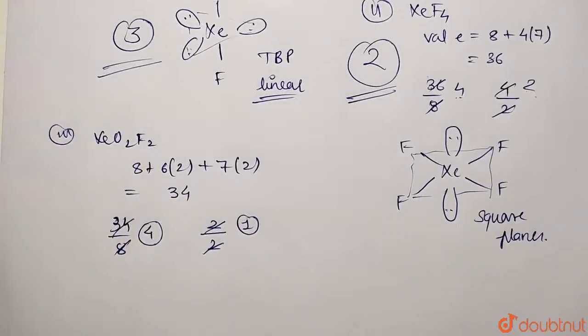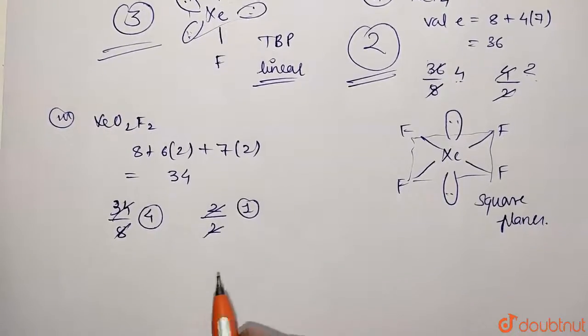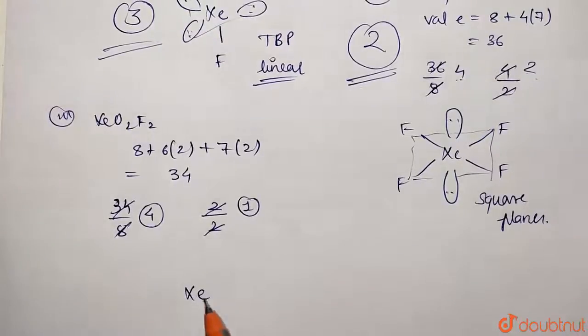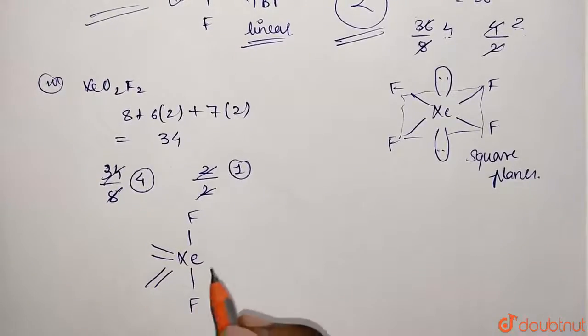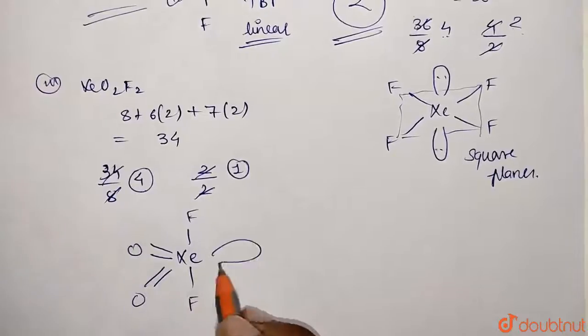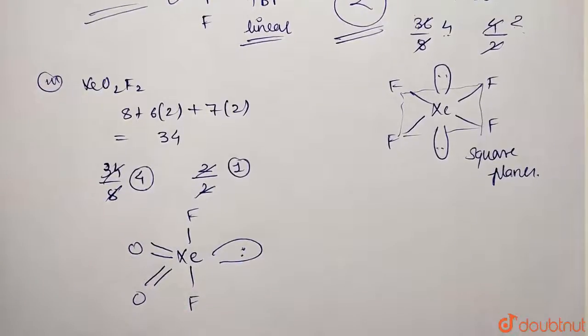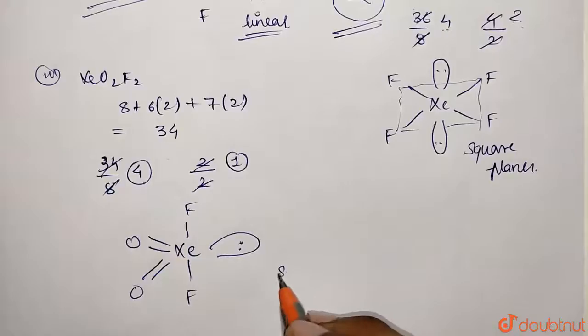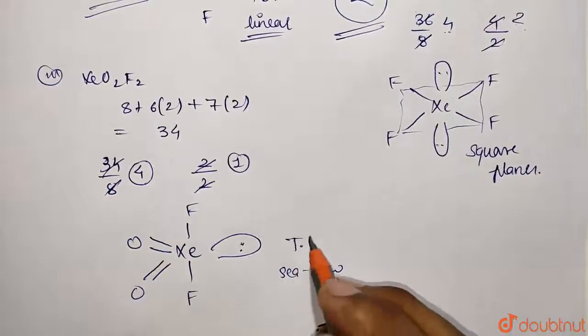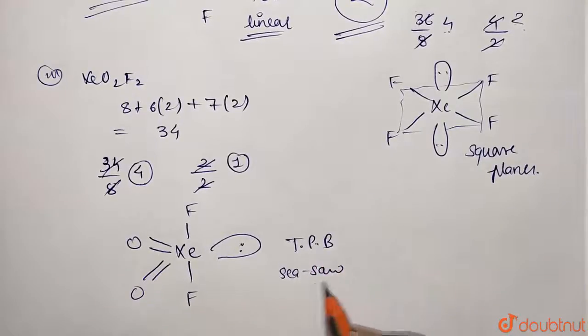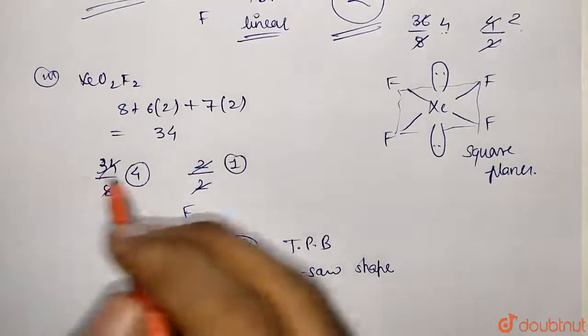So it contains 4 bond pairs and 1 lone pair, and will represent a trigonal bipyramidal geometry. The electronegative elements occupy the axial positions, and the equatorial positions will be occupied by the lone pair and other elements. So this is oxygen, oxygen, and 1 lone pair. What is this molecule's shape? This is a seesaw shape, and correspondingly trigonal bipyramidal is the geometry and seesaw is the shape. This is how we have classified them. Here the lone pair is only 1.